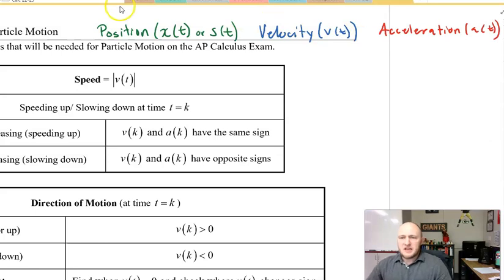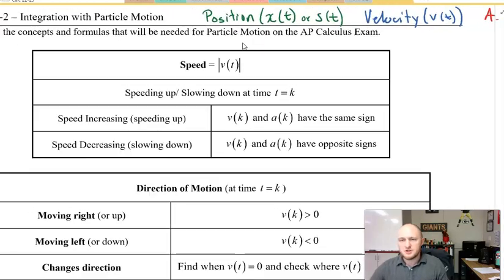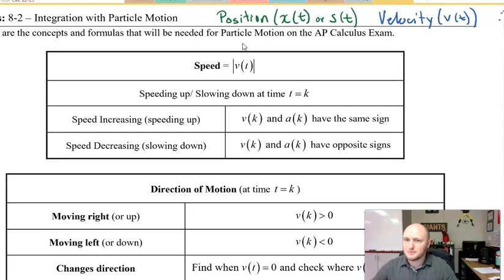So if the derivative of position is velocity and the derivative of velocity is acceleration, how can I go the other direction? How can I start with velocity and find position? Maybe an antiderivative, maybe an integral. Okay. So that's the whole idea here, is that we're going to work with some of these contextual problems, and we're going to integrate integration.